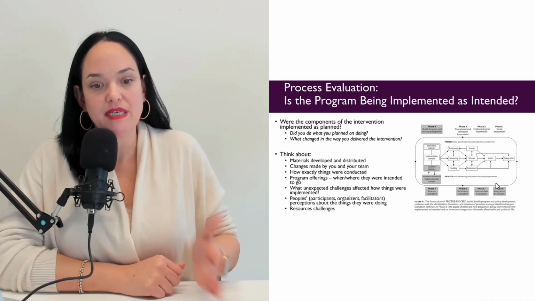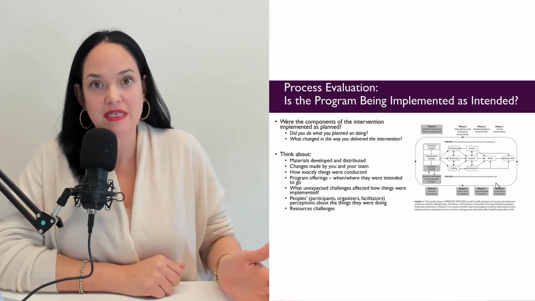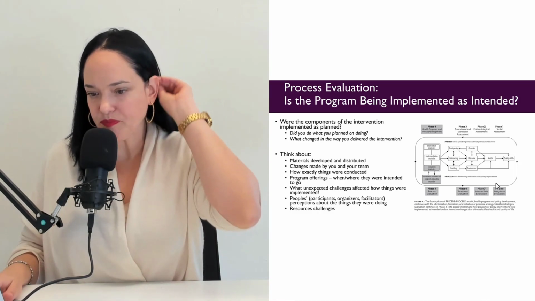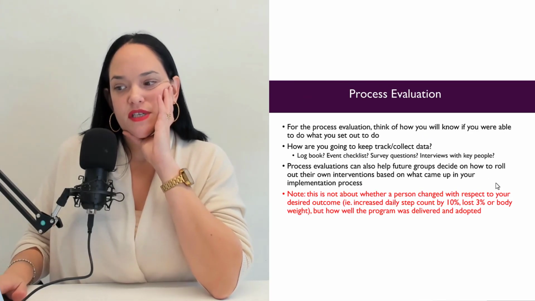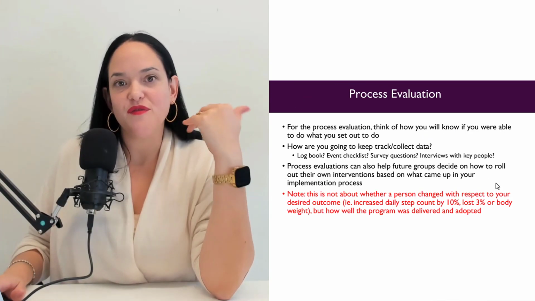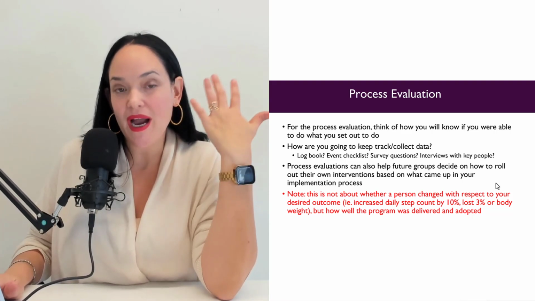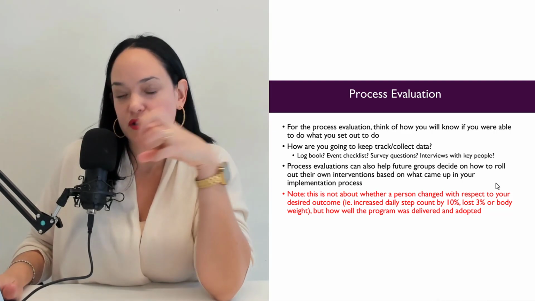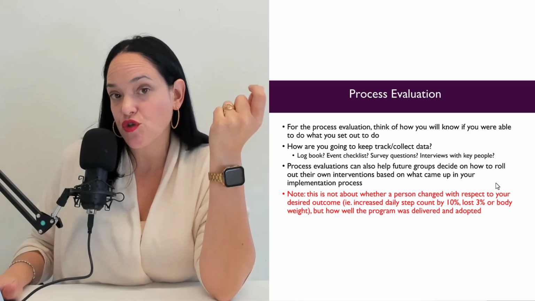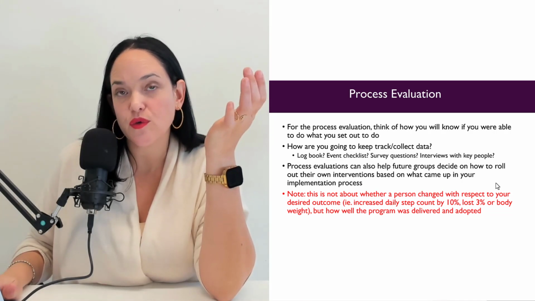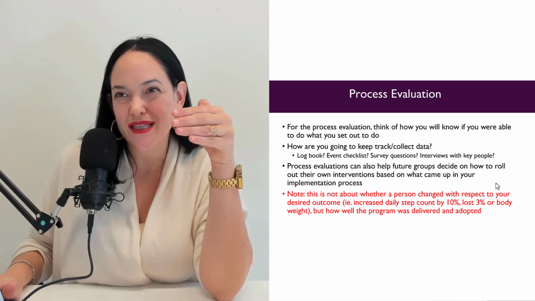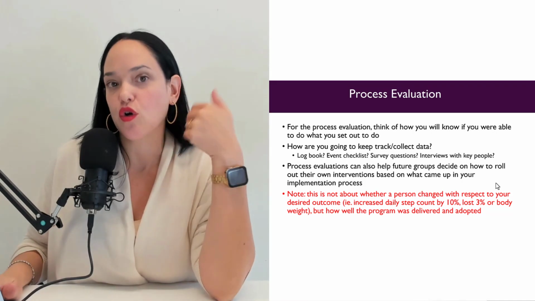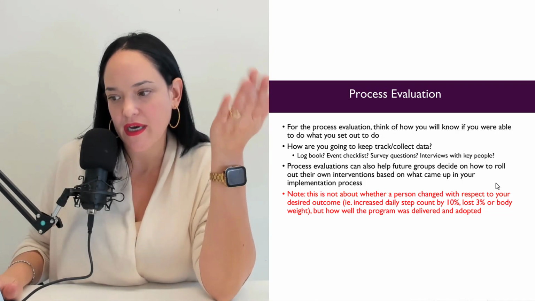How will you evaluate if you implemented things the way you intended, and identify what were barriers and opportunities with that implementation? Okay. So for process evaluation, think of how you will know if you were able to do what you intended to do. So how are you going to keep track of how you rolled things out? Are you going to keep logbooks? Are you going to keep checklists? Are you going to ask survey questions? Are you going to conduct interviews with key people that help to identify why are things not going the way they did, or what are helping things go the way you intended them to go, right?